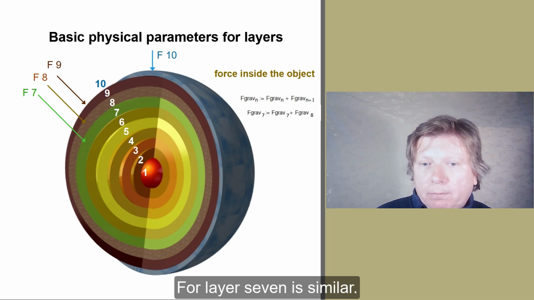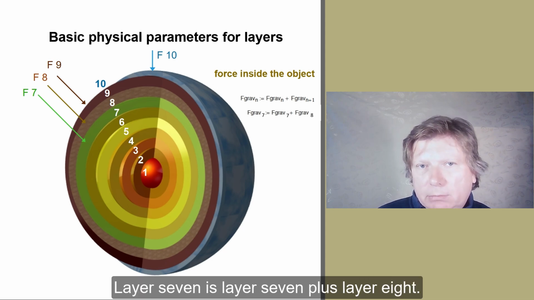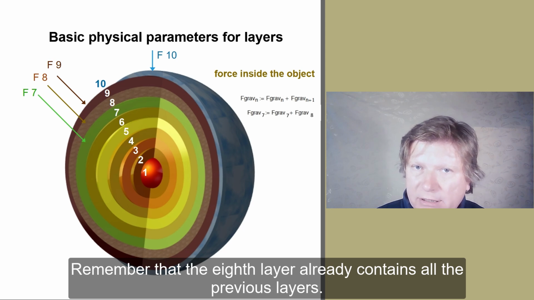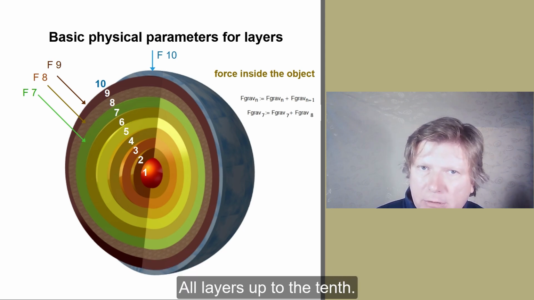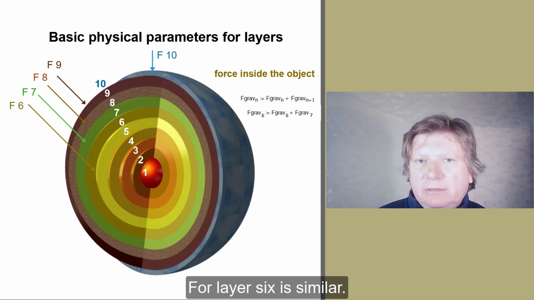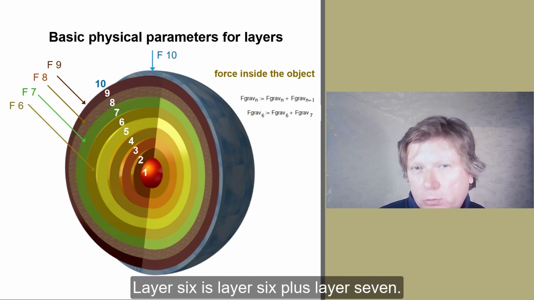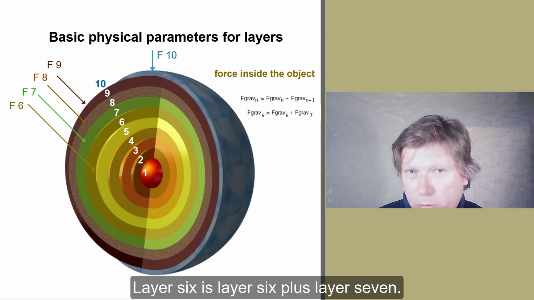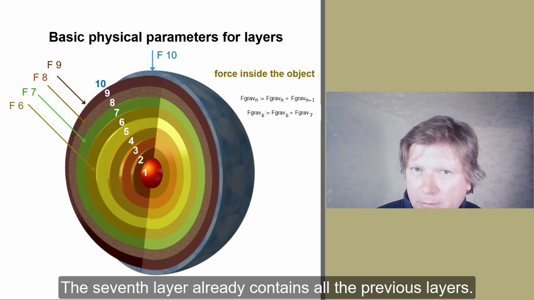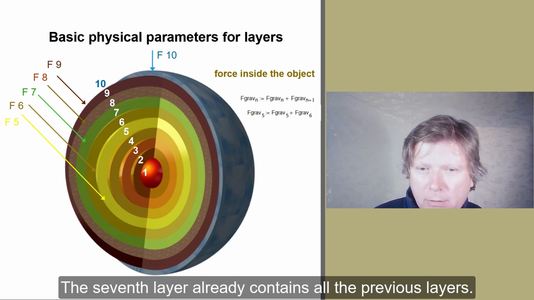For layer 7 is similar. Layer 7 is layer 7 plus layer 8. Remember that the 8th layer already consists of all the previous layers, all layers up to the 10th. For layer 6 is similar. Layer 6 is layer 6 plus layer 7. The 7th layer already consists of all the previous layers.